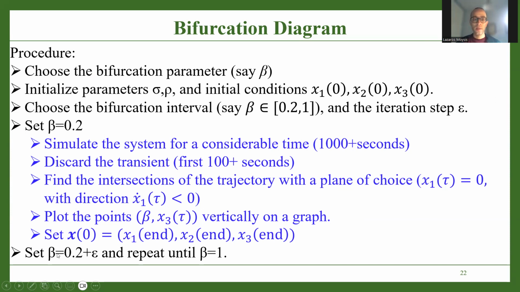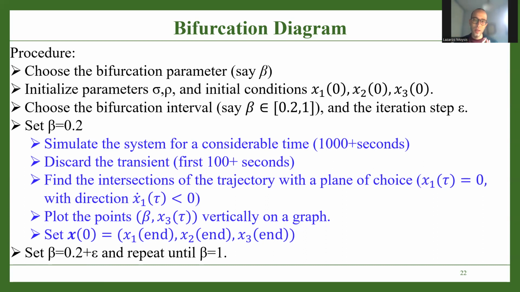Okay. So I change the value of beta to 0.2 plus this iteration step. But before I go to the next simulation, I do one more change. I set my initial conditions to the final value of my time series. Okay. Now, this requires a lot of attention. In the literature, you may find this step to be optional.